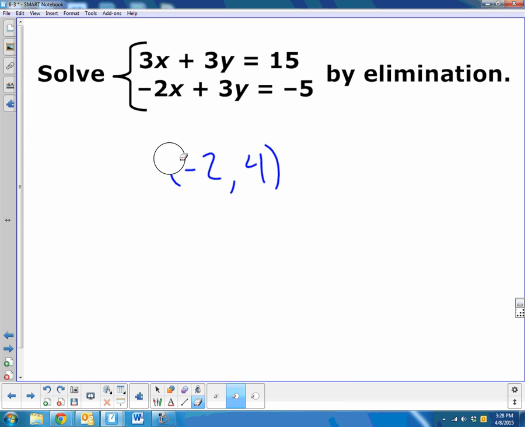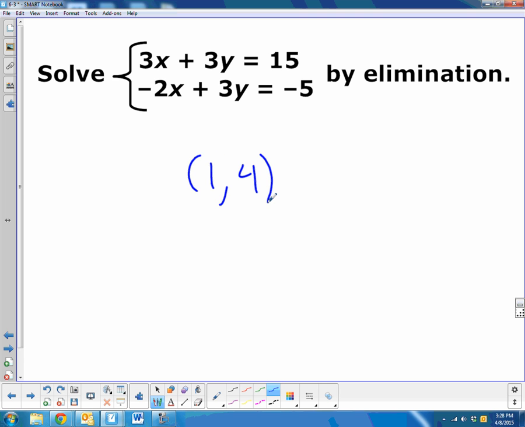Okay, give this last one a try. I'll put the answer up on the board. Otherwise, watch the linked video and see how it's done. The correct answer for this one is 1, 4. Okay, good luck on the form. We're going to keep looking at the elimination method over the next couple days, and we'll review these three methods as well.